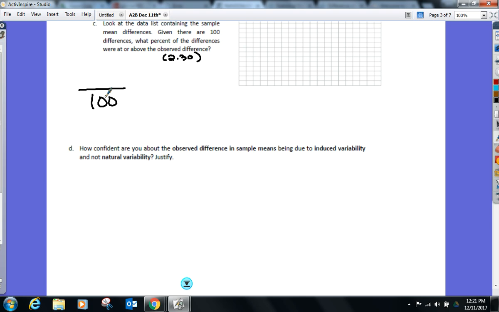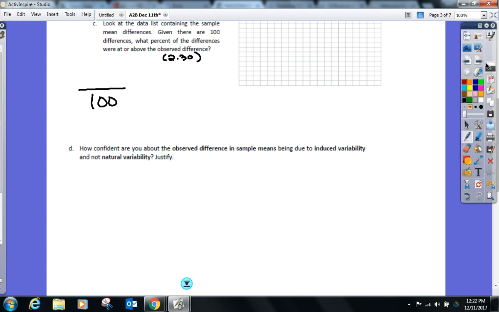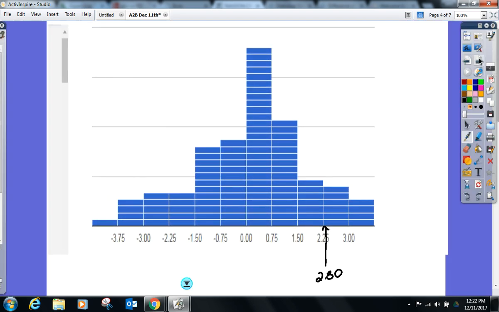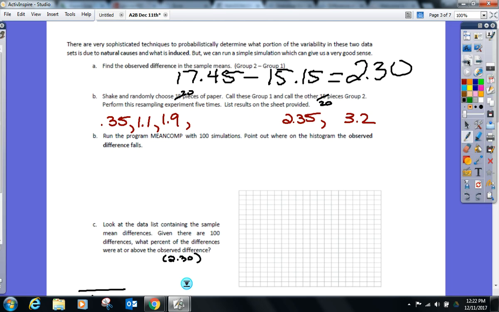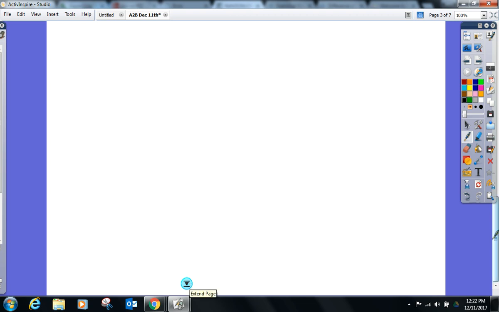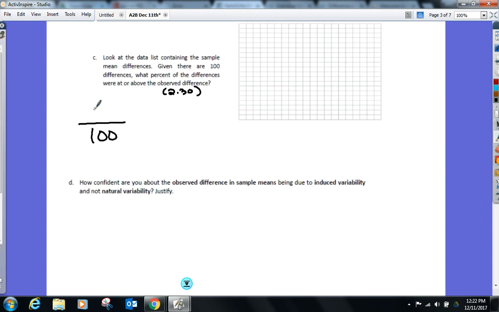All right, everyone ready to go back to my graph? These, I can tell you, and I'm not lying to you, are all at or above 2.30. That's how many times the difference in the means was above 2.30 or at 2.30. Anybody want to count those real quick? How many times? 10? Everyone's good. So 10 out of the 100 times, it was at 2.30 or above. What percent is that? 10%.